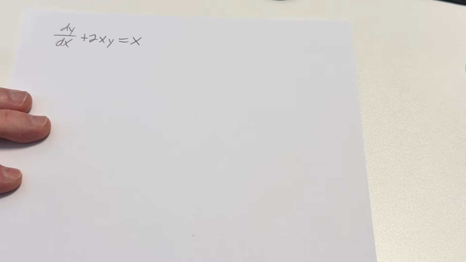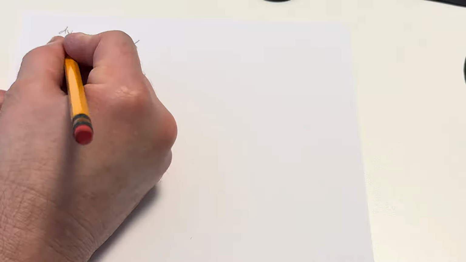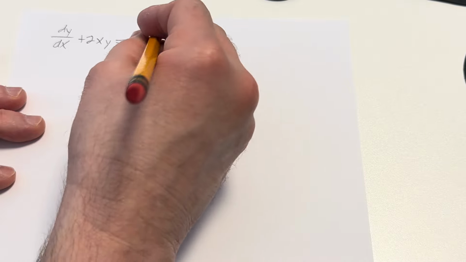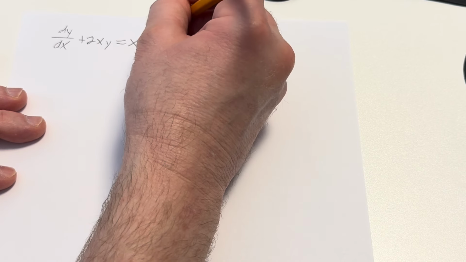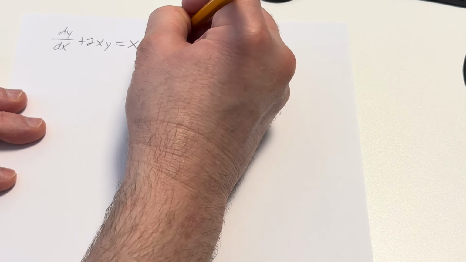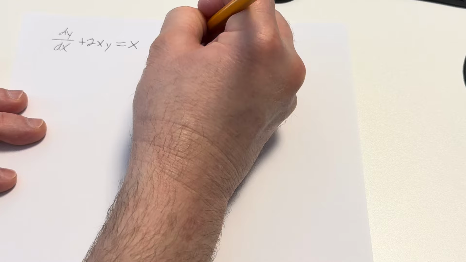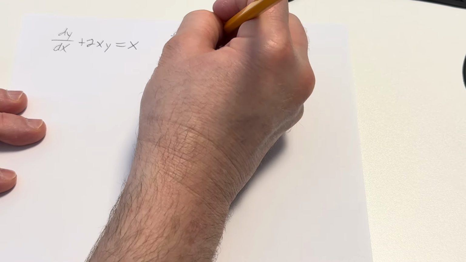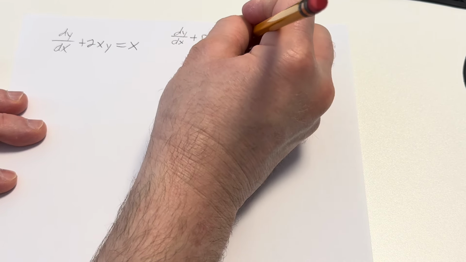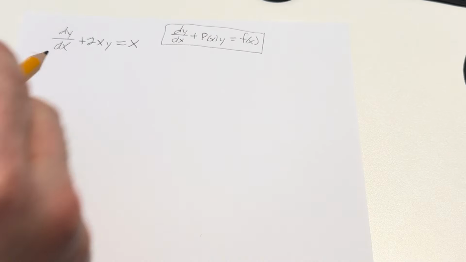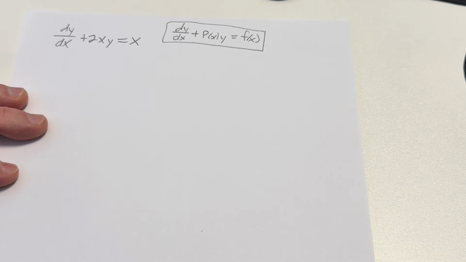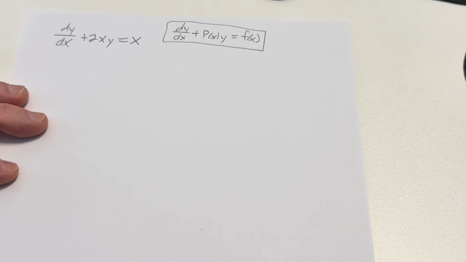Hello, in this video, we're going to work out this first order linear differential equation, dy/dx plus 2xy equals x. So this is a first order linear differential equation because it has the following form: dy/dx plus p of x times y equals f of x.